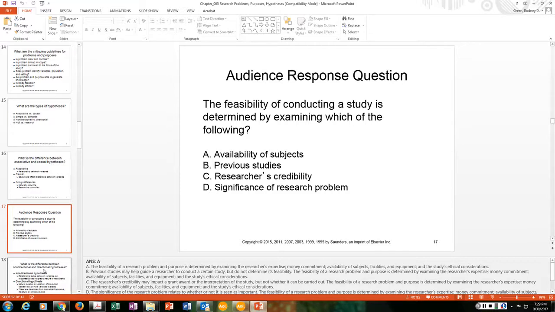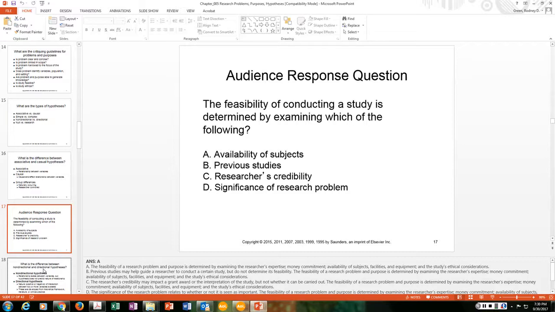Here's a question for you. The feasibility of conducting a study is determined by examining which of the following: availability of subjects, previous studies, researchers' credibility, and significance of the research problem. I think this question should say select all that apply. All right.